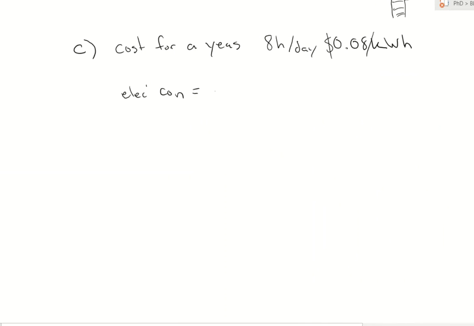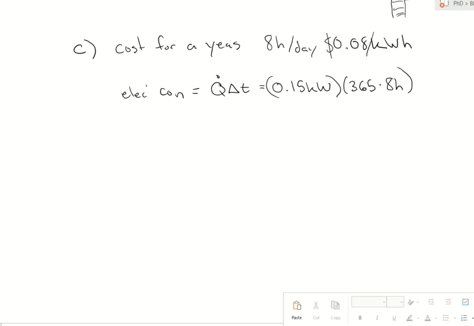So the electricity consumption is equal to Q dot, how much energy is leaving the bulb, times how much time we're talking about. In this case, we're talking about 0.15 kilowatts times our number of days, and then times 8 hours per day. And this will be equal to 438 kilowatt hours per year.